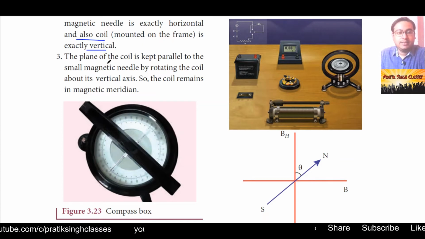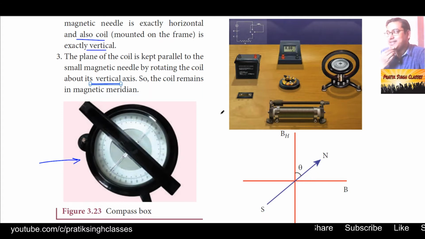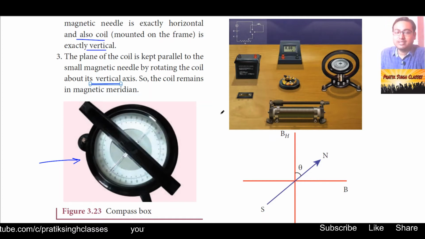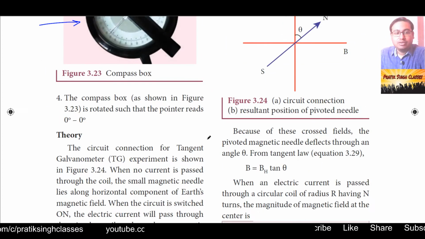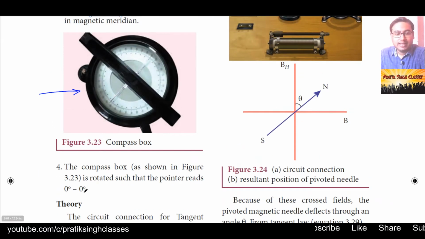Once again, number 3, the plane of the coil is kept parallel to the small magnetic needle by rotating the coil about its vertical axis, as you can see here. So the coil remains in the magnetic meridian. About the magnetic meridian we already have seen at the starting of this chapter. Now the compass box, as shown in figure 3.23, is rotated such that the pointer reads 0 degree deflection. Here the pointer, this aluminium line, should always be at the 0 degree pointing.